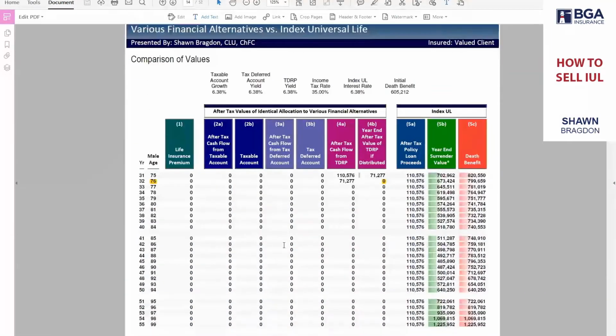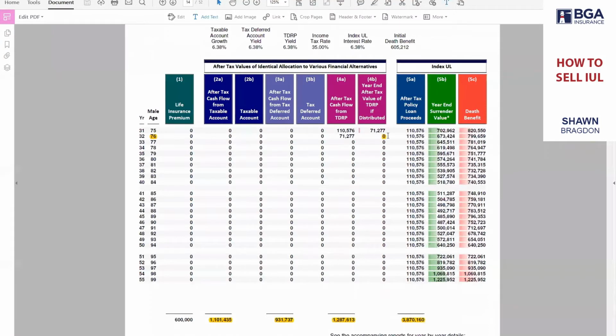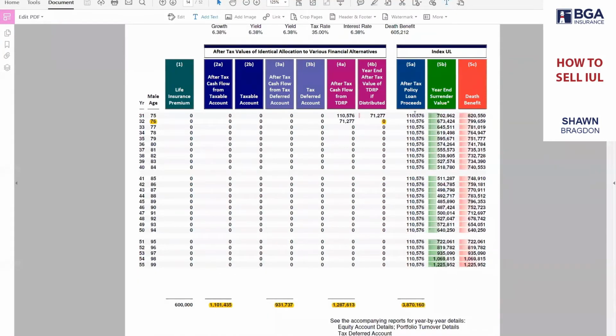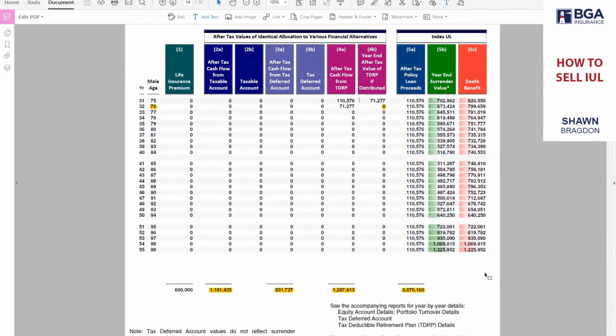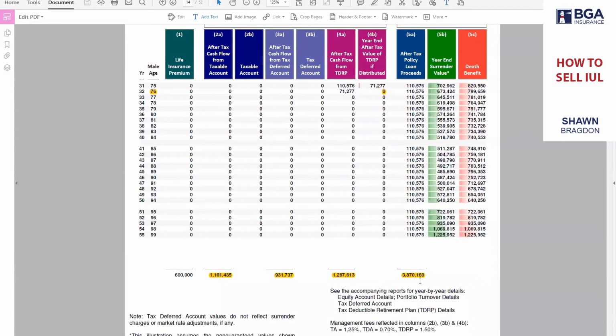We go to the next page. Our 401k plan does the best. It runs out of money at age 76. And our life insurance, we're continuing to pull out this $110,000 tax-free throughout the rest of our life. And if you make it to age 99, your family still has $1.2 million in death benefit. We win. Our total retirement income stream that we pulled out of our life insurance is over $3.8 million. Our next best option was our 401k plan, which was just under $1.3 million. So this is truly an impressive comparison.